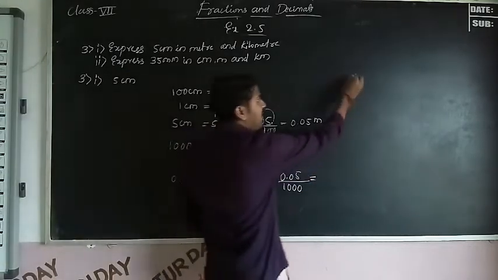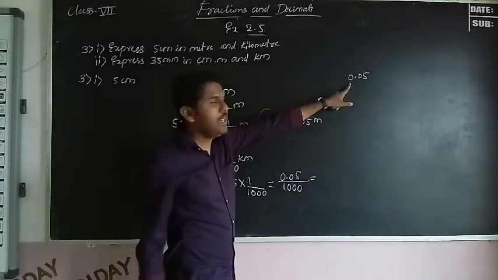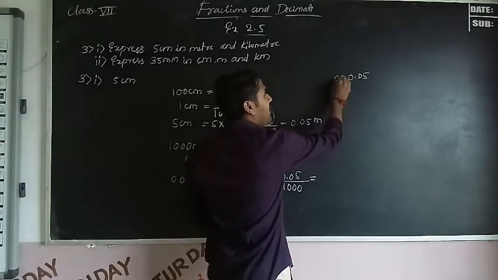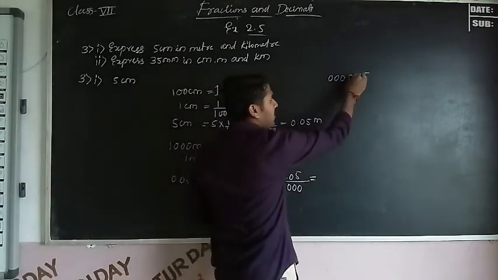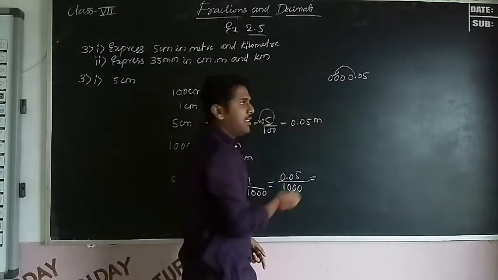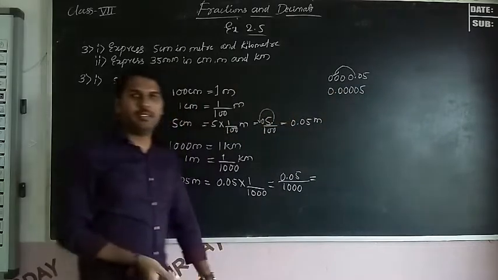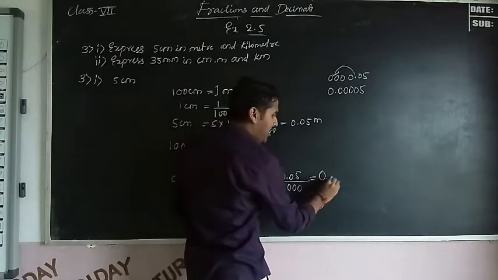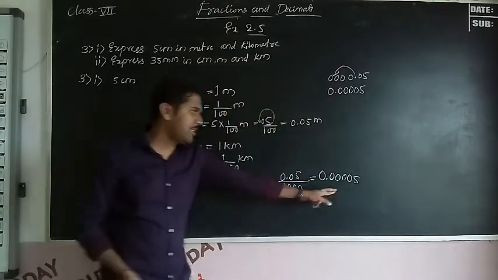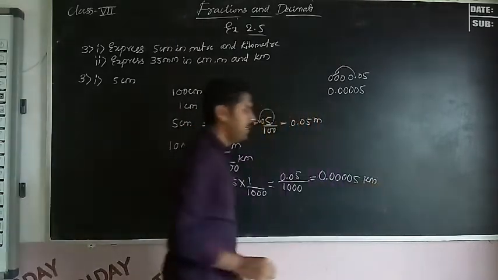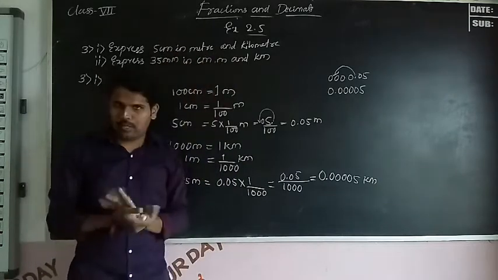How to write this first? 0.05 is there, but if you want to shift 3 places, only 1 digit is there, so take more zeros. 3 places, no? Shift. What will we get as the answer? 0.00005. How many zeros? 4 zeros, then 5. So this is the answer in kilometer. This is the conversion of centimeter into meter, and meter into kilometer.